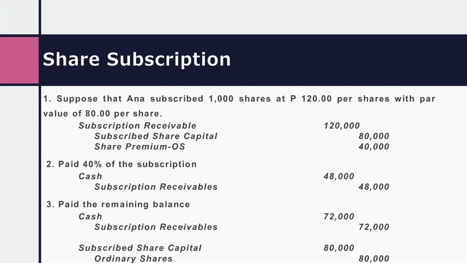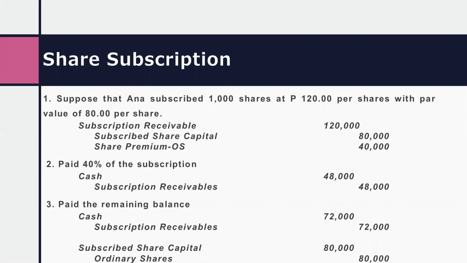a collection, or payment from the subscriber. 40% has been paid by the subscriber. So 40% of 120,000, that is 48,000. So we debit cash 48,000, we credit subscription receivable 48,000. So it's just recording a collection of your subscriptions receivable.